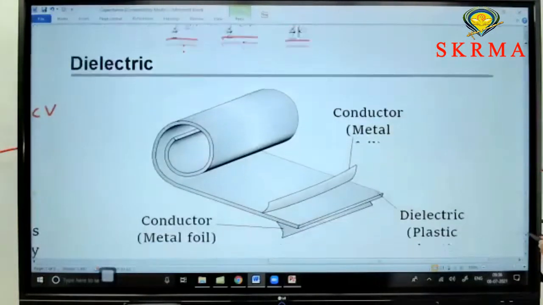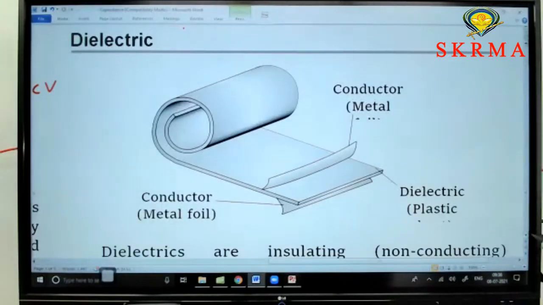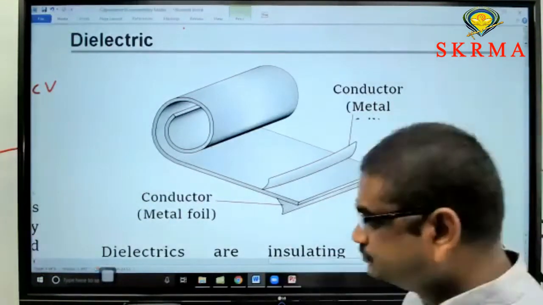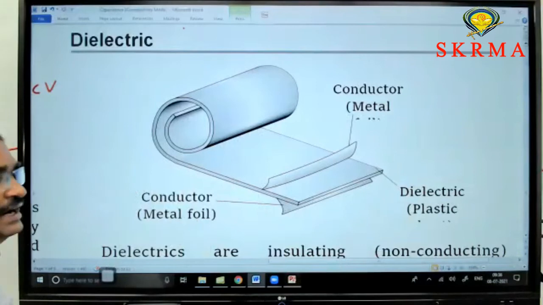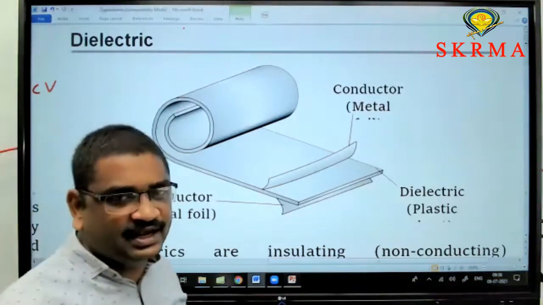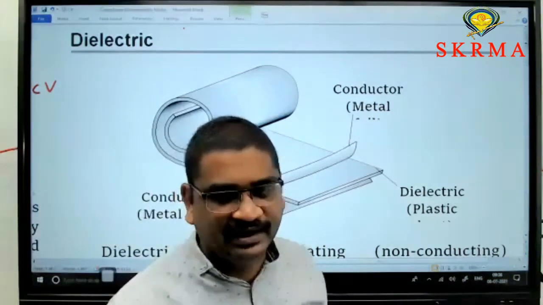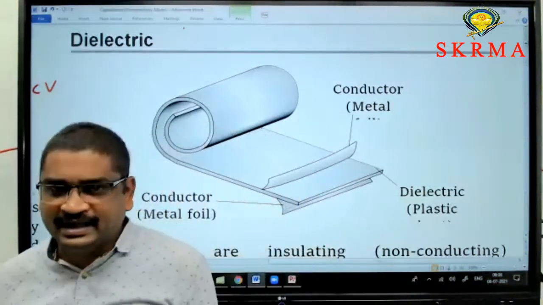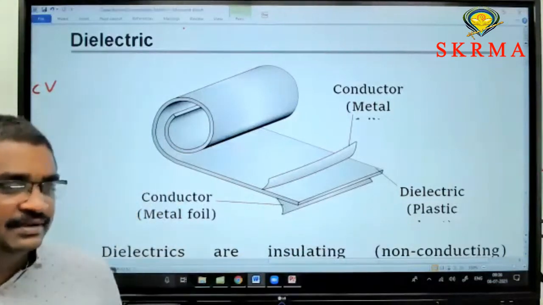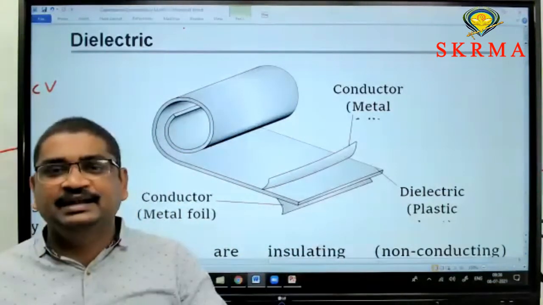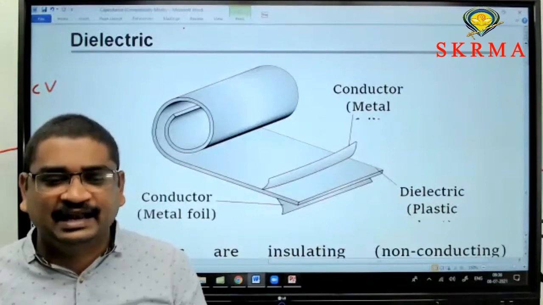So dielectric. What is meant by dielectric? A dielectric is a non-conducting material. A non-conducting material or insulating material is called a dielectric.